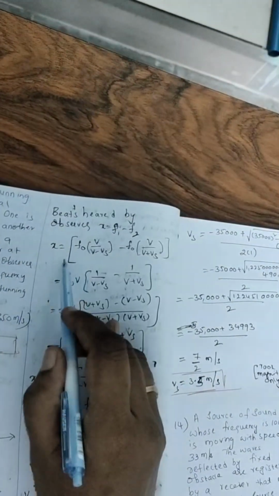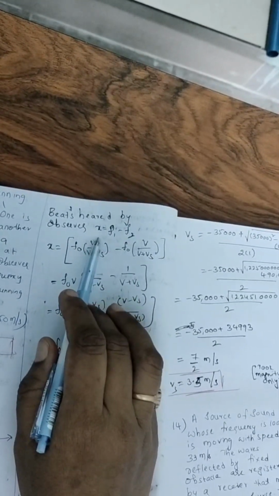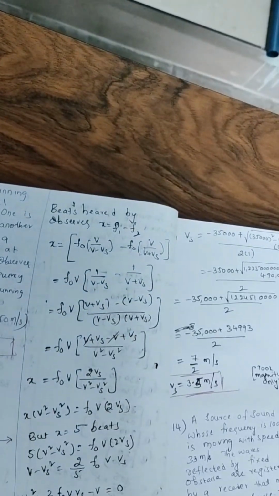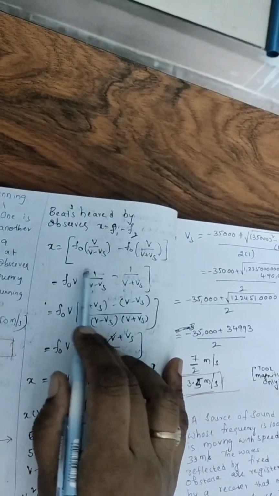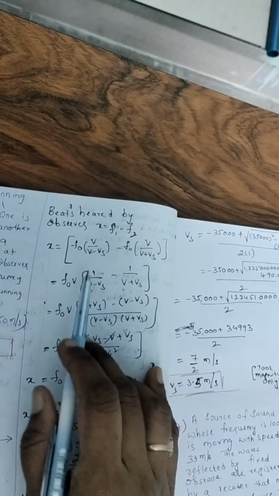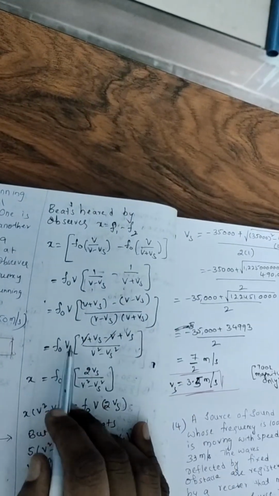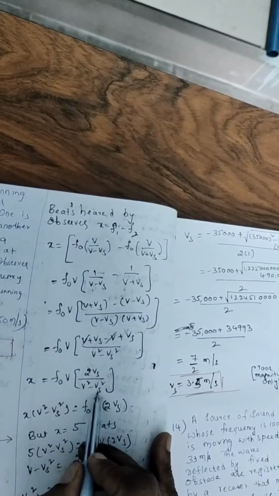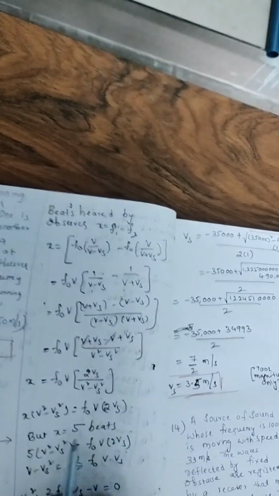Now the beats heard by the observer, assume as x, is equal to F1 minus F2. X is equal to F1, which means F naught V by V minus Vs, minus F naught V by V plus Vs. F naught V you take common and take the LCM as V minus Vs into V plus Vs. Here you will get V plus Vs minus of V minus Vs. Now A minus B into A plus B is A square minus B square, so V square minus Vs square. Now V cancels, 2 Vs we will get.